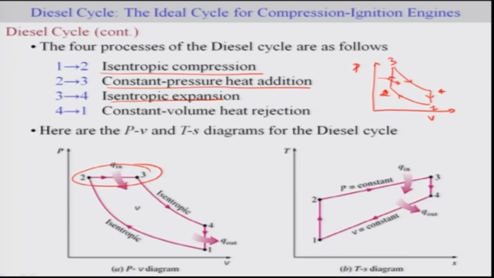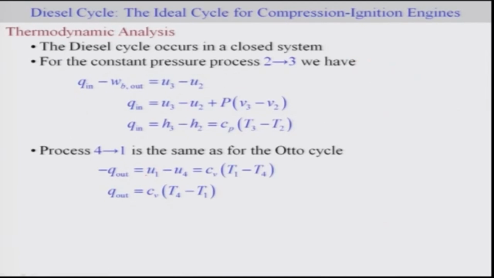Okay, and the corresponding T-S diagram is the following. So, 1 to 2 is of course isentropic. This is a constant pressure process, then this is your isentropic expansion, and this is your constant volume heat rejection. So, of course, this means that the volume is going to change during the process 2 to 3. So, the energy balance will also include the boundary work, and thus for the case of 2 to 3 the energy balance would yield this.